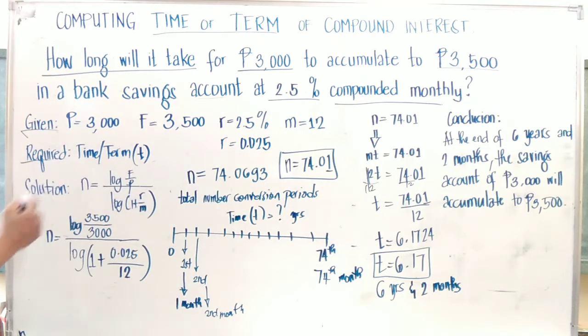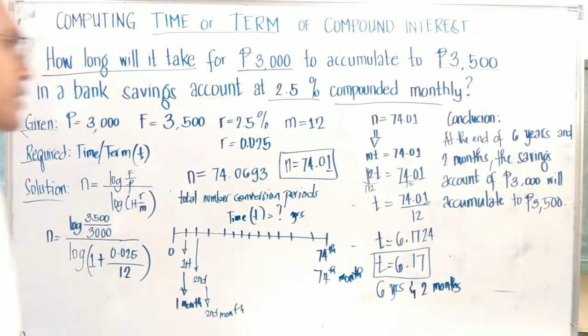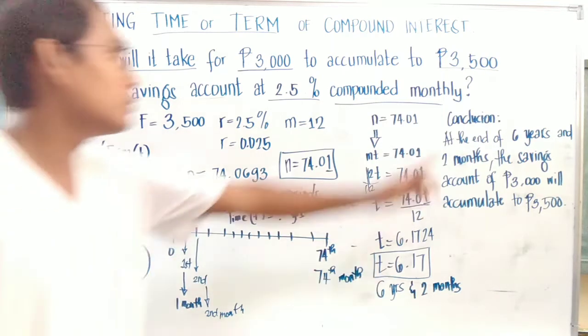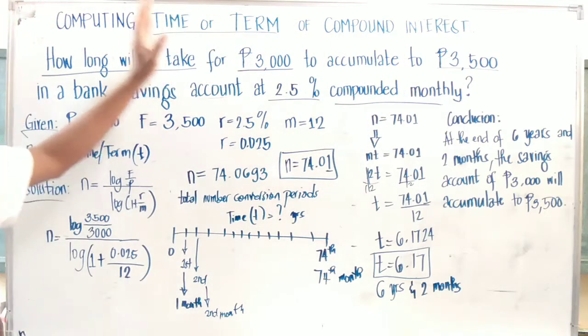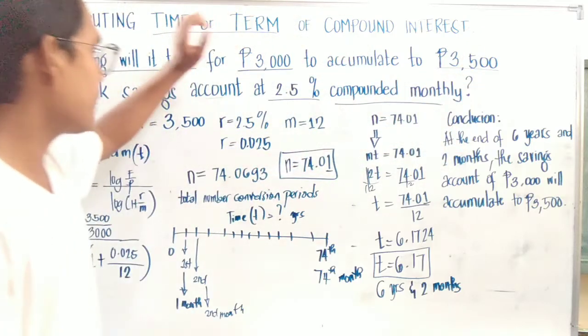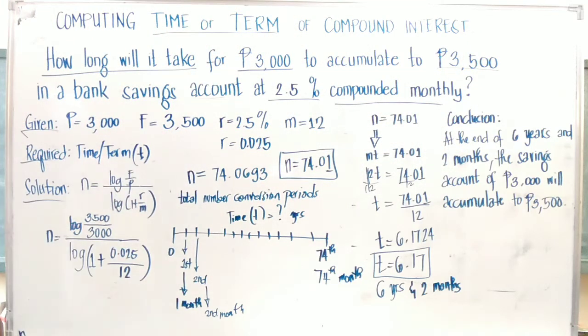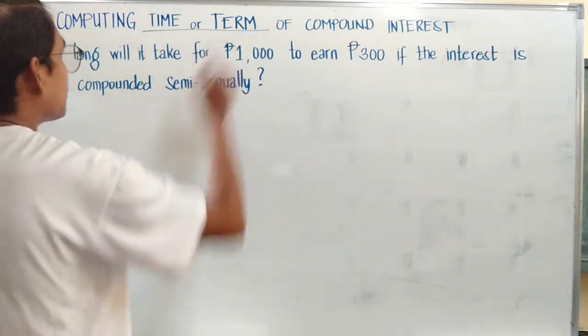So we have the given, the required, the solution, and the conclusion. So it will take 6 years and 2 months for your savings account to accumulate into 3,500 if you have deposited 3,000. Okay, let us proceed to another problem of computing your time or term of compound interest.